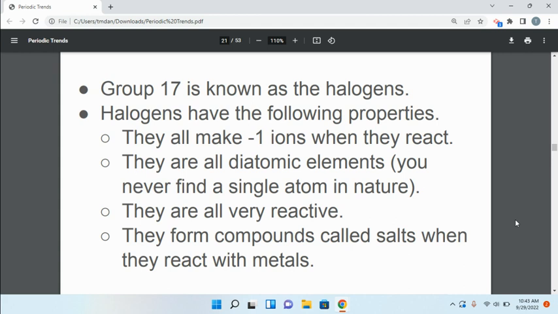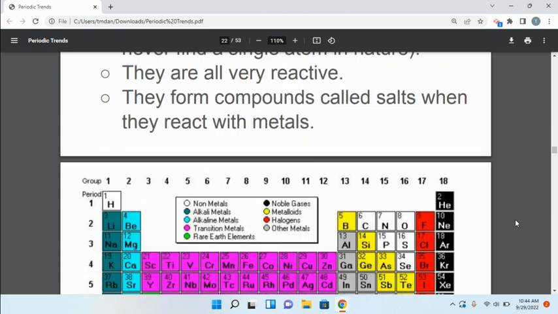They are very reactive. Again, they are the most reactive nonmetals. And they form compounds called salts when they react with metals. So when sodium and chlorine combine together, they form a salt we call table salt, stuff we put on our French fries. Whenever anything from group 1 reacts with something in group 17, you make a salt, just different kinds of salts.